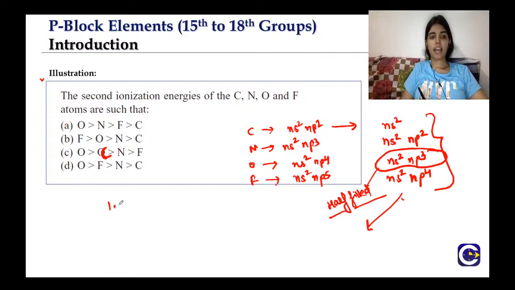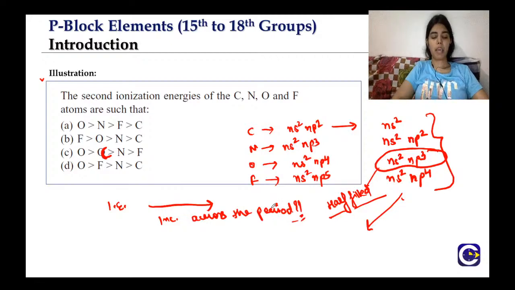And also we know that ionization energy increases across the period. So what should be the trend here? A, B, C, D. Okay, D. Arun is saying D, Sham is saying D, Tasneem D. Let us see what the answer is. Yeah, your answer is correct.